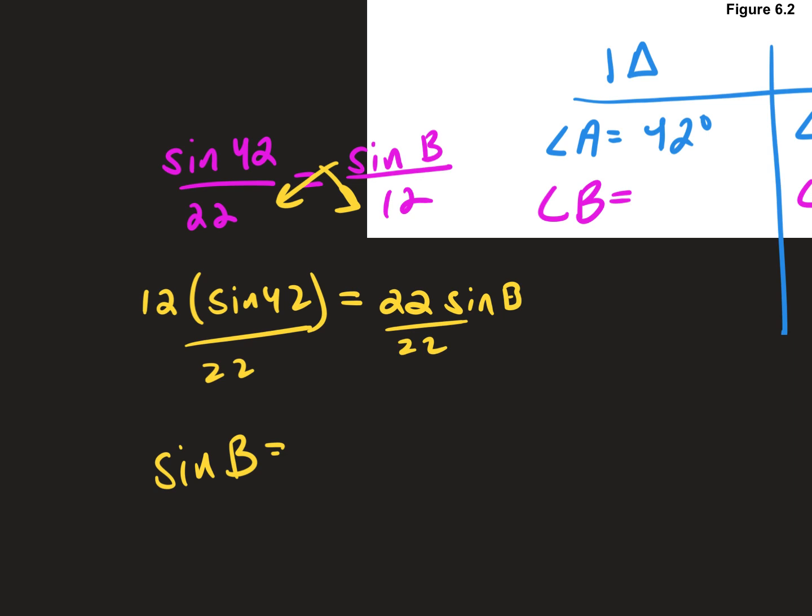What's 12 times sine 42 divided by 22? Give me the decimal answer. Don't go ahead yet. Just give me the decimal answer. What is it? Point what? Give me 4 decimal places.